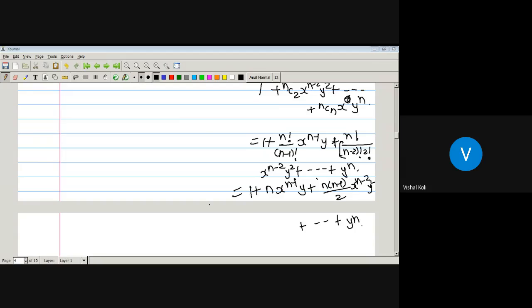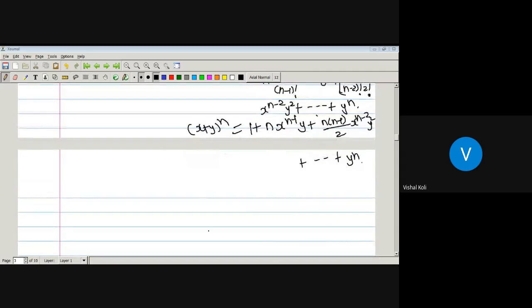Therefore x plus y raised to n is nothing but 1 plus n into x raised to n minus 1 into y plus n into n minus 1 upon 2 x raised to n minus 2 into y square plus so on plus y raised to n. From this one, we have to find r plus p to the power p minus 1. Now tell me, what is r plus p to the power p minus 1?